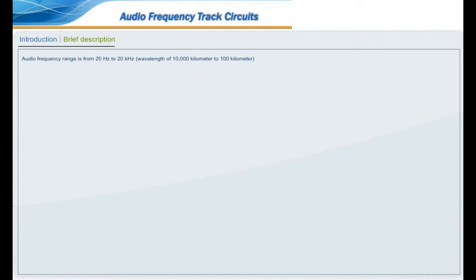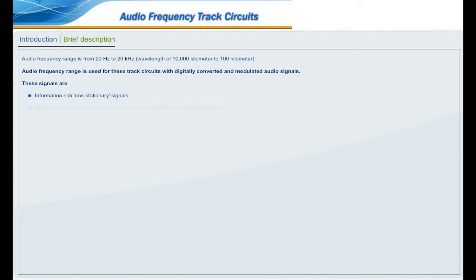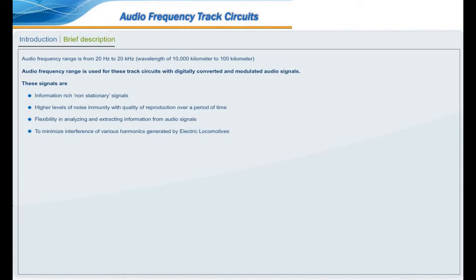Audio frequency range is used for these track circuits with digitally converted and modulated audio signals. These signals are information-rich non-stationary signals, with higher levels of noise immunity and quality of reproduction over a period of time. Flexibility in analyzing and extracting information from audio signals to minimize interference of various harmonics generated by electric locomotives.